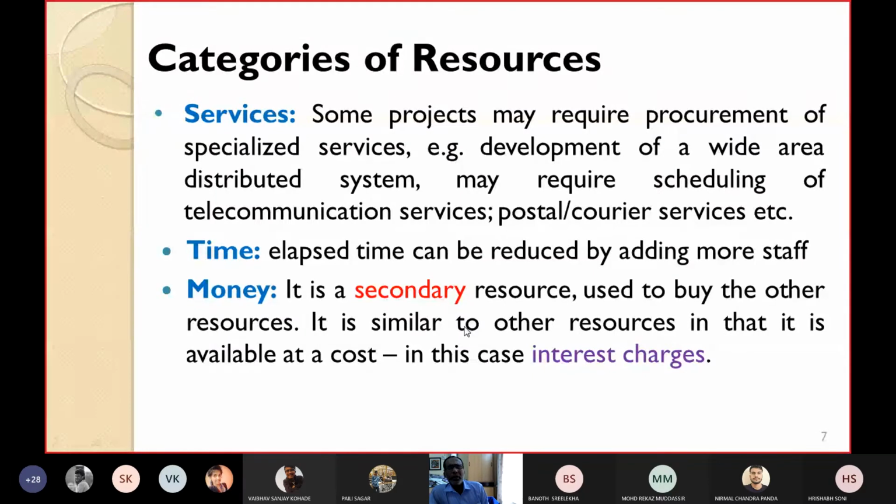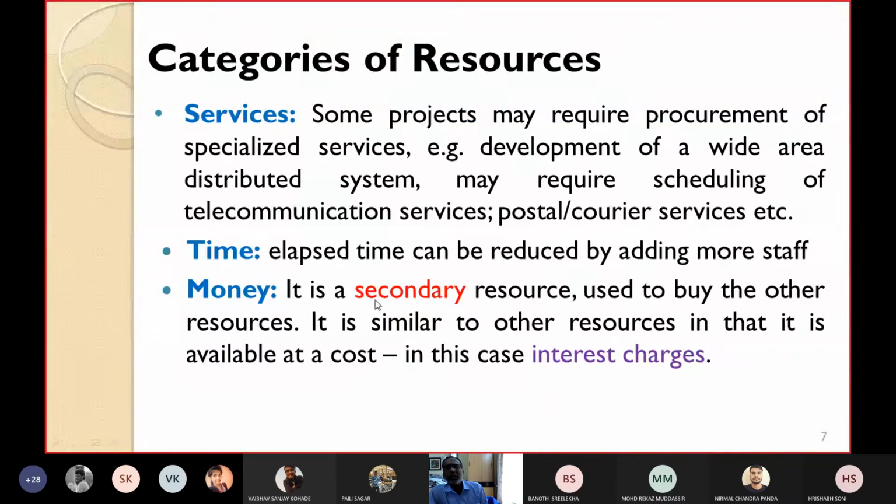It is very much similar to what? It is also similar to the other resources that you have seen here. It is similar to other resources in that it is available at a cost. So what is the cost here? In this case, it is the interest charges. You can get some money from the bank or from your friends or somewhere else by paying some interest amount. So money is similar to other resources in that it is available at a cost, and in this case the cost is interest charges.